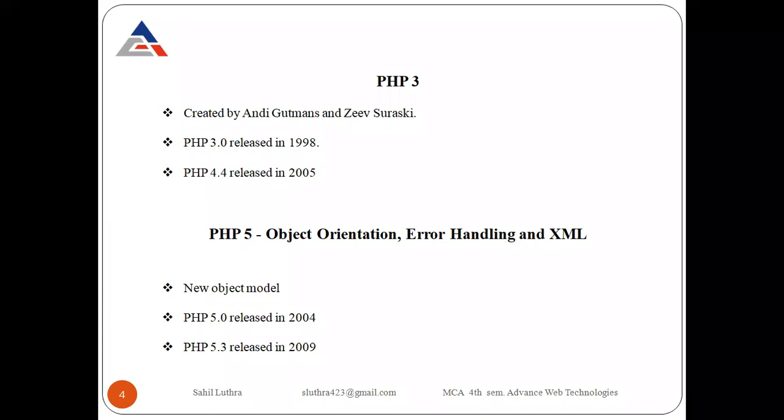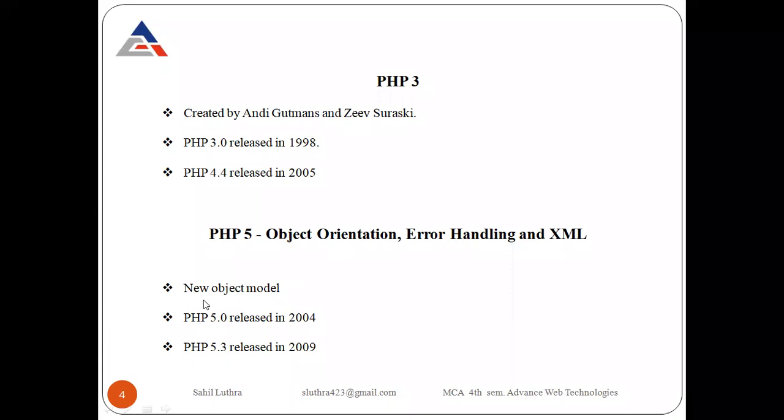After that, PHP 5 will come in the market. So what is in PHP 5? Object orientation, error handling, and XML. So what new comes in PHP 5? With object orientation, you can handle errors as compared to the previous versions of PHP, and it also supports XML.